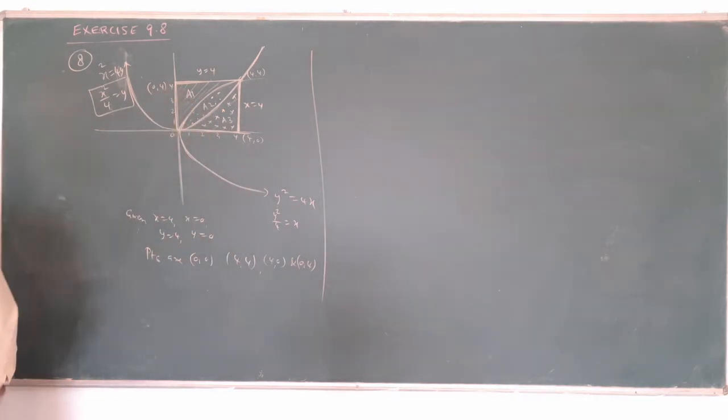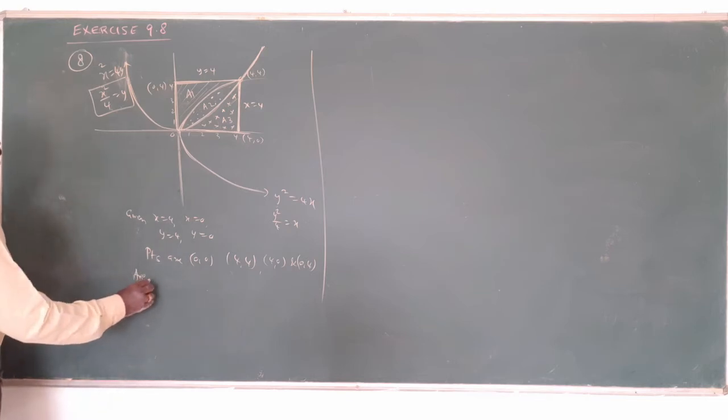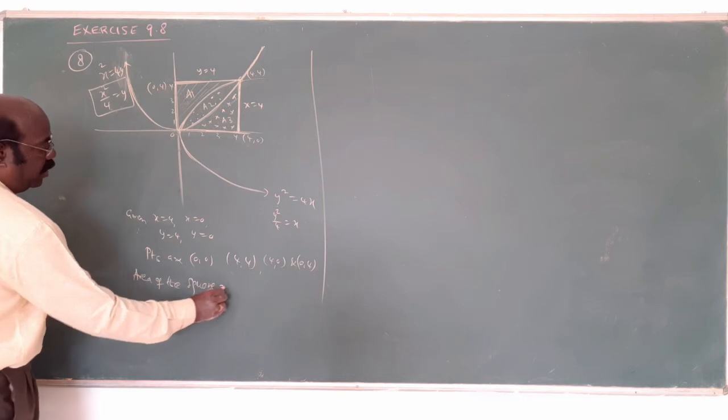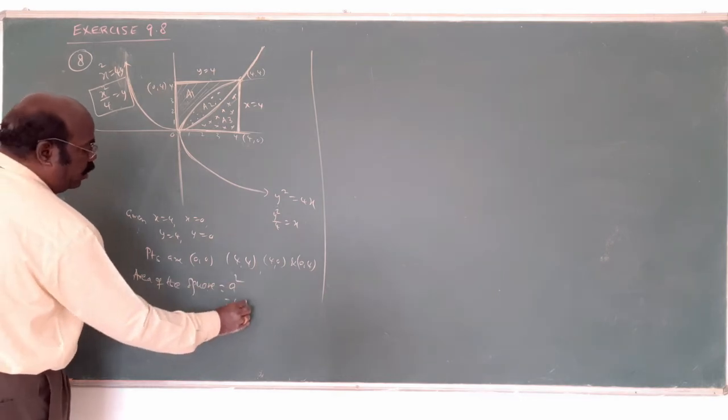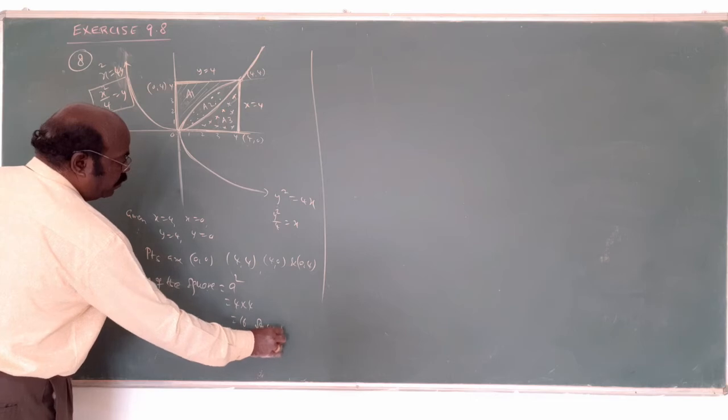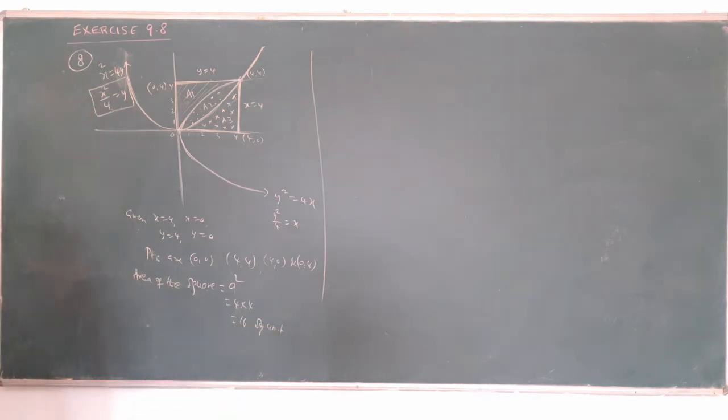First of all, area of the square. Area of the square is side squared, 4 into 4, 16 square units is the first answer. Now I am finding A1.